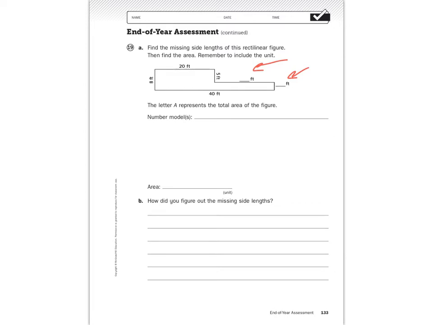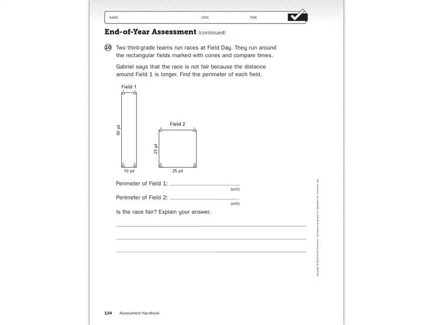So remember, when you're finding the area, you're probably going to want to use two different number models, one for one of the rectangles and one for the other one, and then figure out the total area of the entire figure. And then it says, how did you figure out the missing side lengths? So these missing side lengths up here, what did you do so that you could figure out what those missing numbers were? Moving on to question number 20.